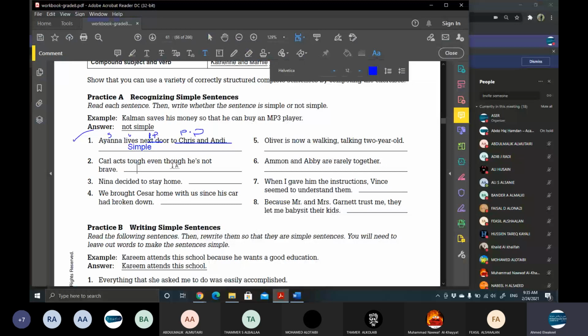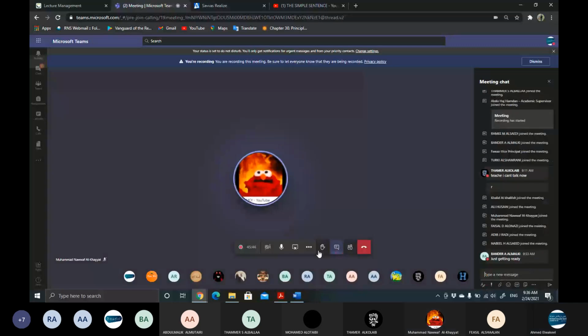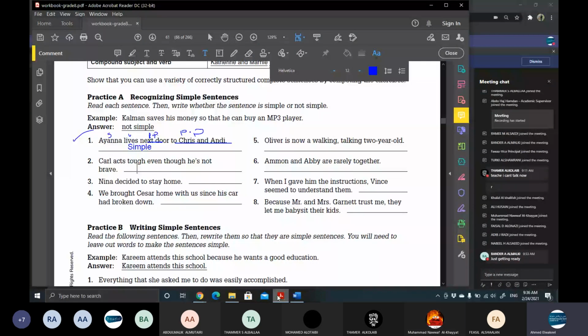So, in practice number A, once again, we are asked to identify whether the sentence is simple or not simple. The first one we have was simple as Hussein said. The second one, Carl acts tough even though he's not brave. So this one, simple or not simple? Khayat? Carl acts tough even though he's not brave. Complex. It's a complex one, so it's not simple. Nice.